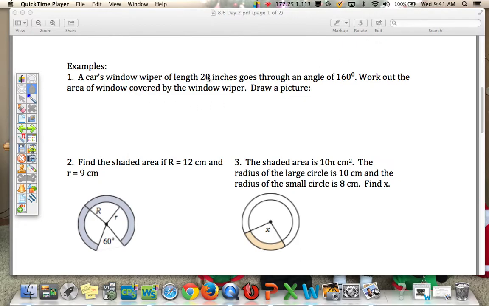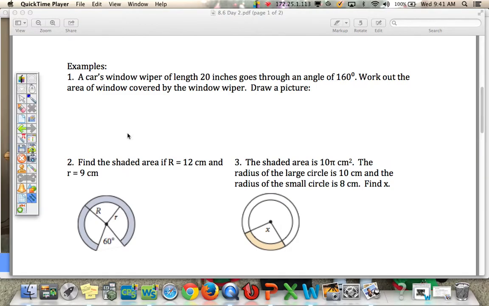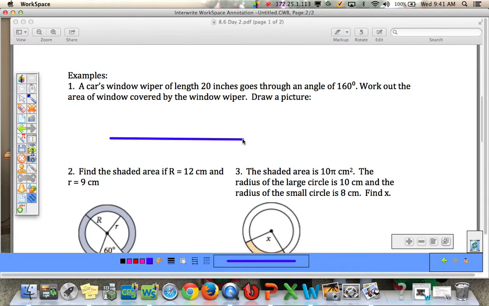So the first example: a car's window wiper of length 20 inches goes through an angle of 160 degrees. Work out the area of the window covered by the window wiper and draw a picture. So again, here's 180 degrees. But your window wiper only goes through 160 degrees. So it goes back and forth from here to here. Okay, so again, this is our 160 degrees. This would be our 20 degrees then.